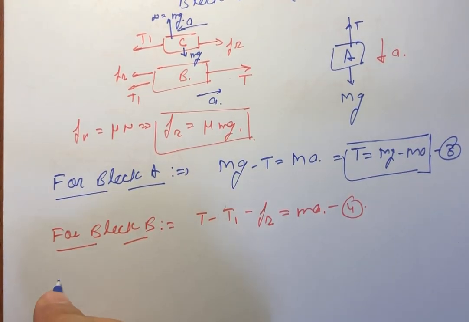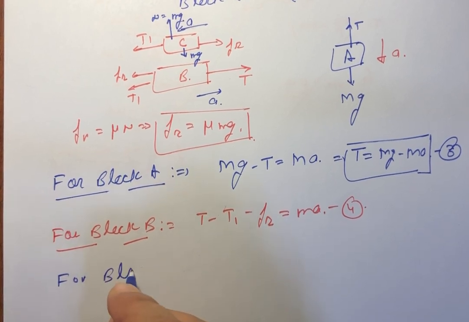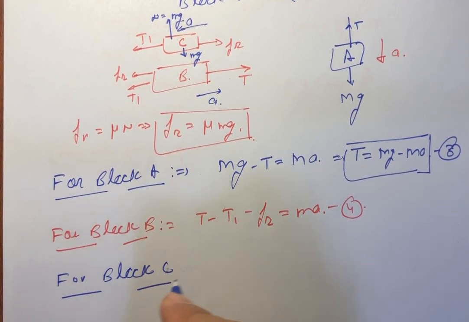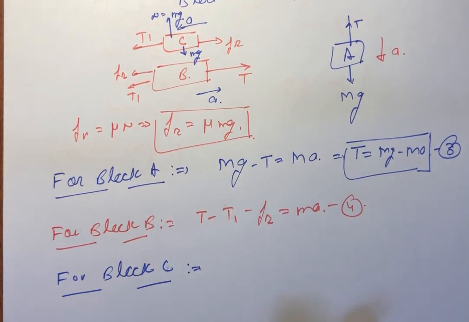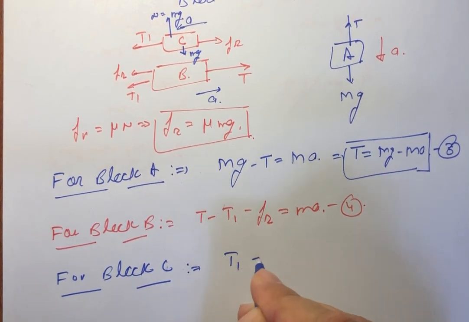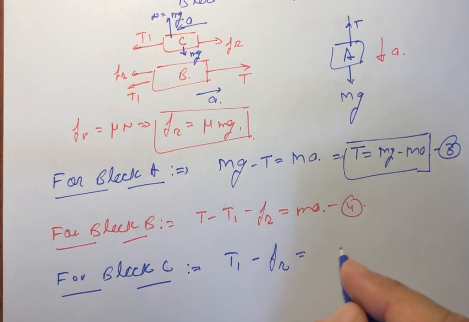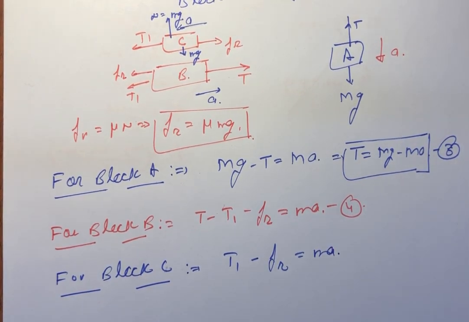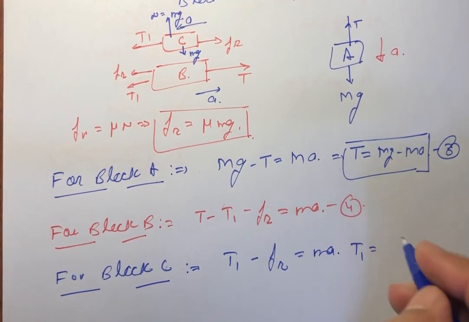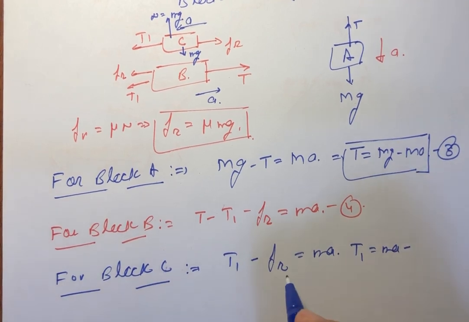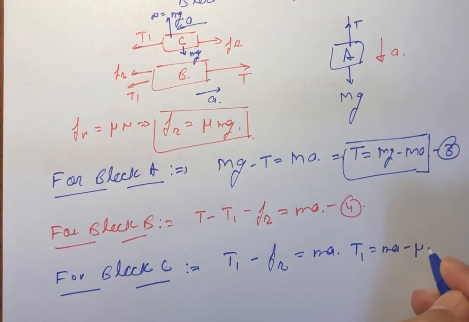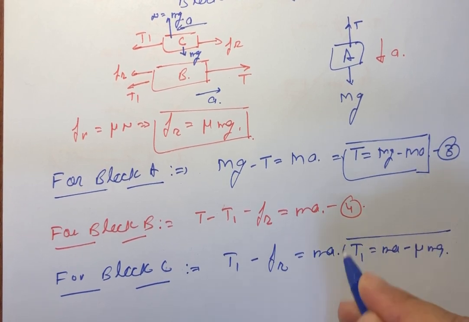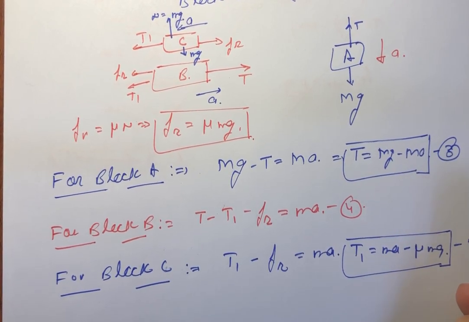And we have for block C: T1 minus FR will be equal to ma. From here we can find our T1. So we can say T1 is equal to ma plus FR, and FR is mu mg, so we put the value of mu mg. This is equation number 5.